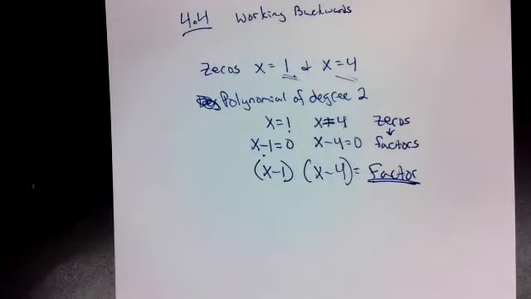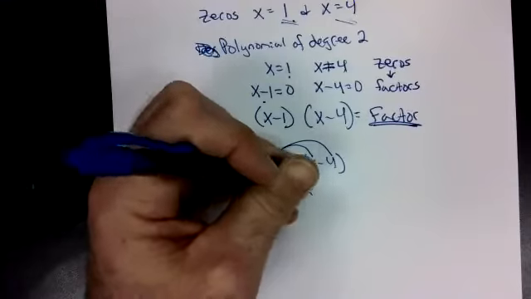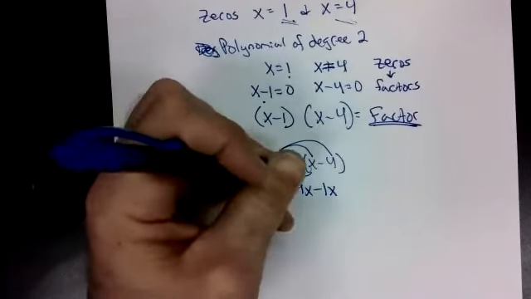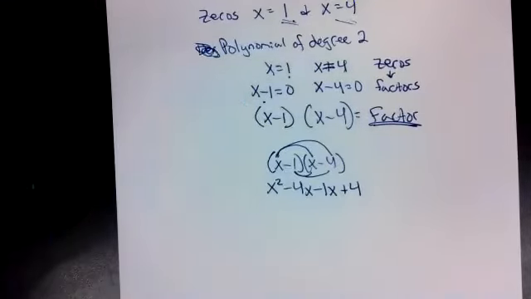And then if we multiply my factors together, so x minus 1 times x minus 4, or we FOIL this out, so that's x to the second, that's negative 4x, that's negative 1x, and that's positive 4.